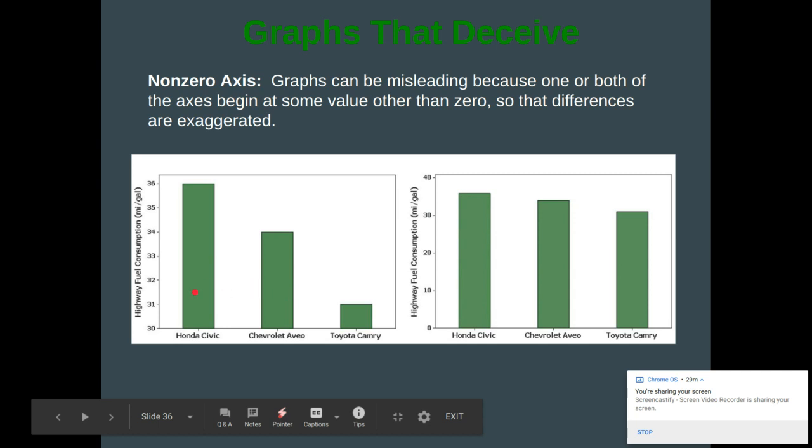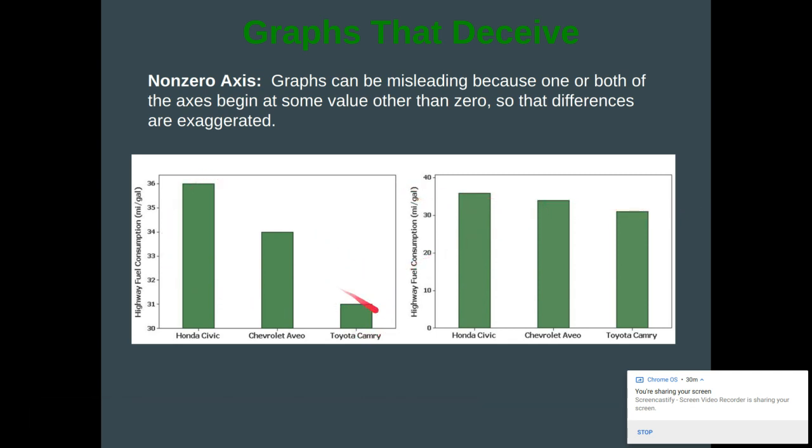If we look at what it tells us, it's highway fuel consumption in miles per gallon. If we look at this, we're meant to see, oh man, the Honda Civic is really good and the Camry is kind of crappy, right? Look at that. That's a huge gap. But when we restart our scale at 0, we can see that we're all pretty good, right?